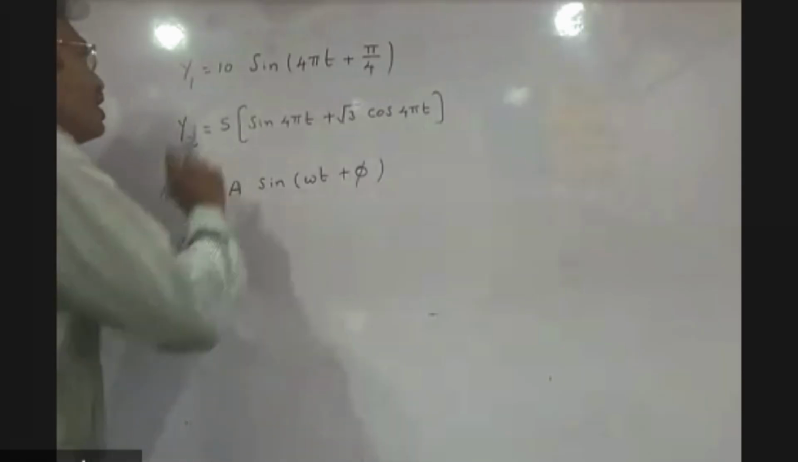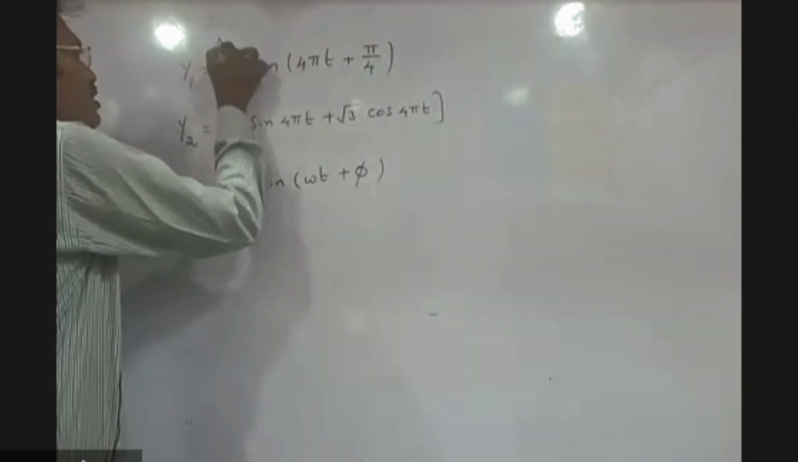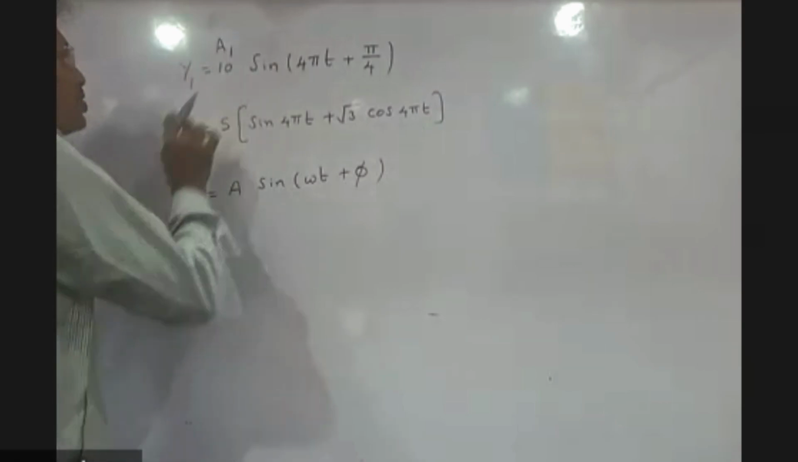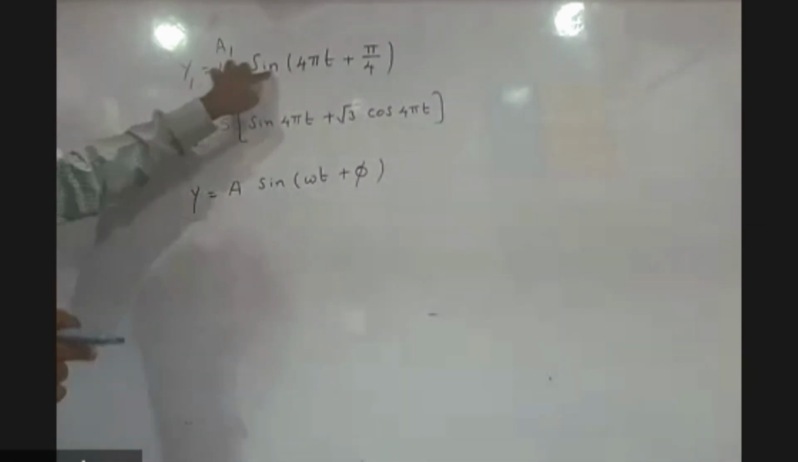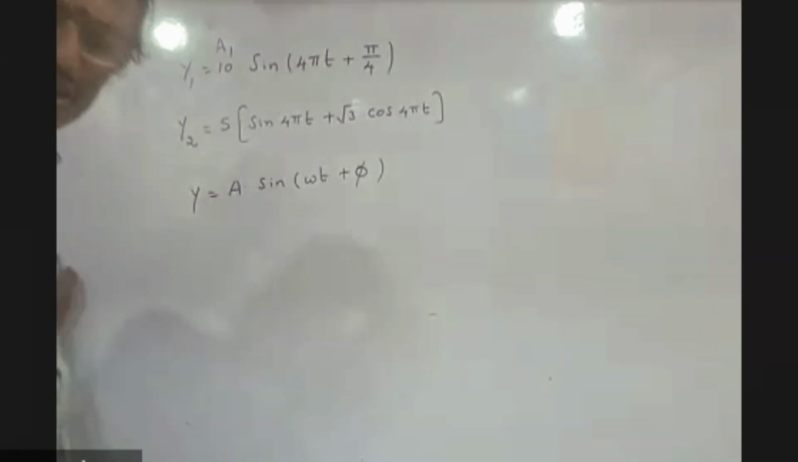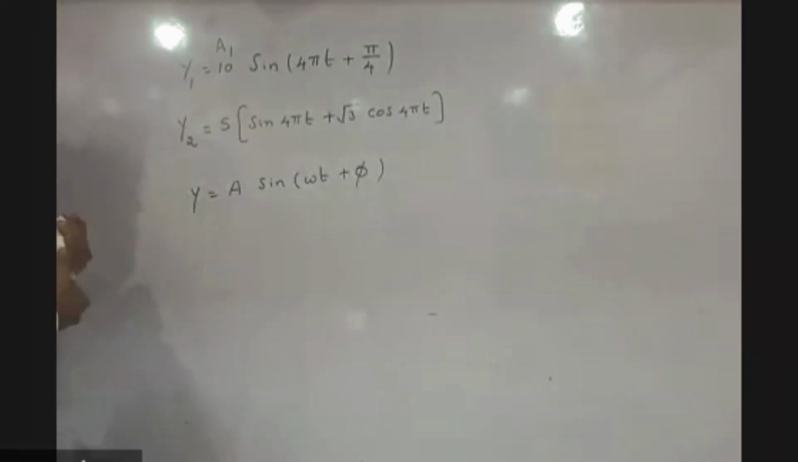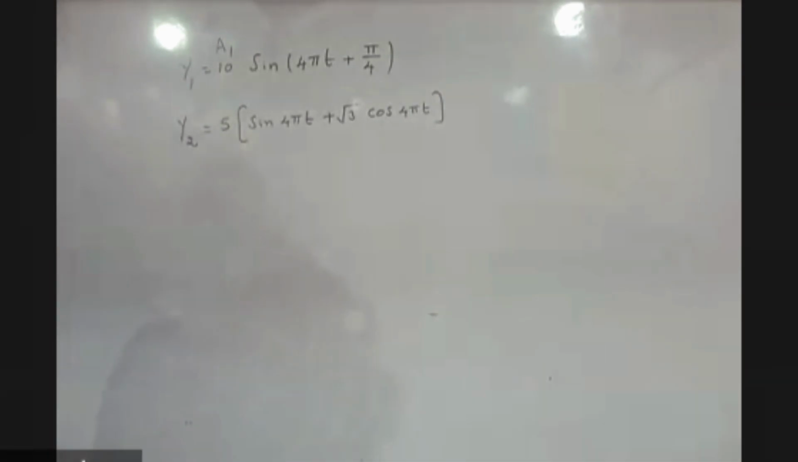Okay, now see here. y1 is of the form y is equal to A sine omega t plus phi. This is A1, the first amplitude. Two equations are there, no? So this is A1, sine omega t plus phi, that form is present. No problem. Now come to the second one. The second equation y2 should be taken in the same form, y is equal to A sine omega t plus phi.